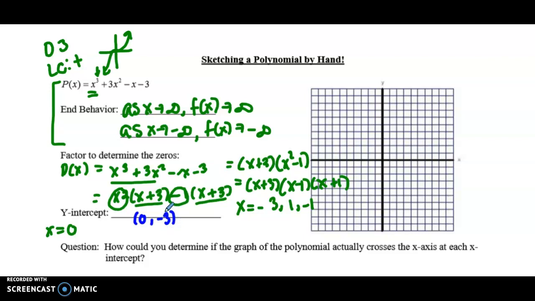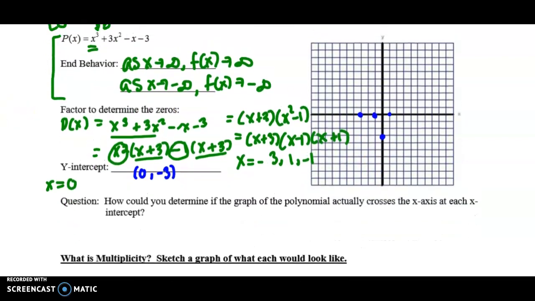All right, so what we're going to do is plot each of those points that we have. First of all, we know our y-intercept is at negative 3. We know we have x-intercepts at negative 3, and we know we have them at positive 1 and at negative 1. Well, now that we have a bunch of dots, how are we going to determine what exactly it's going to look like? So the question is, we have all these points right here. How are we going to determine if it crosses the x-axis at each x-intercept?